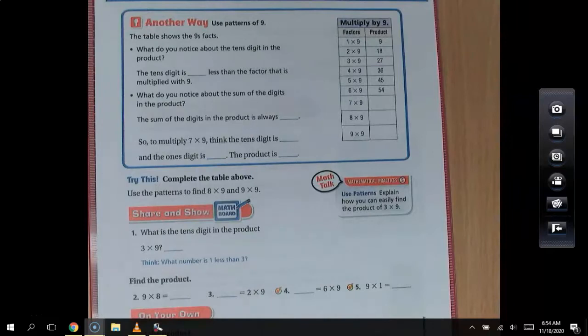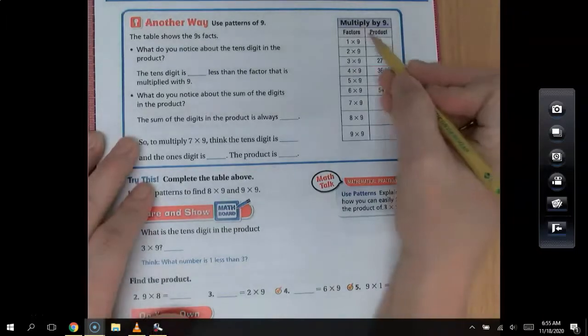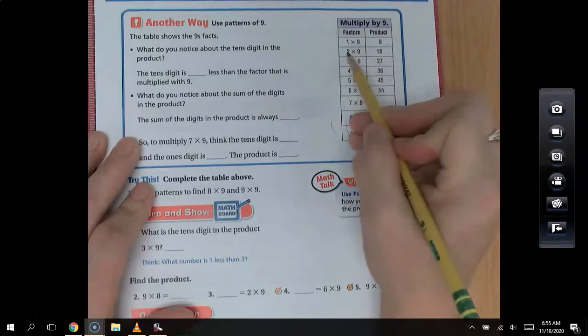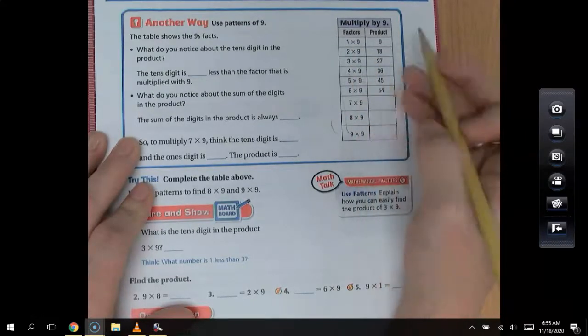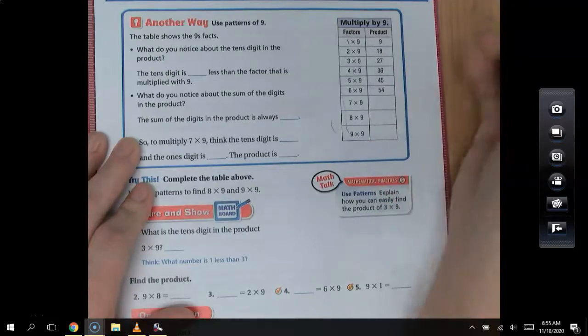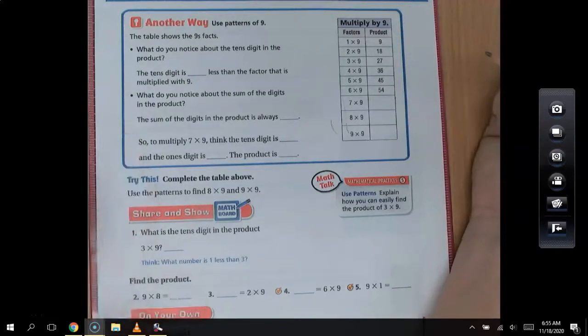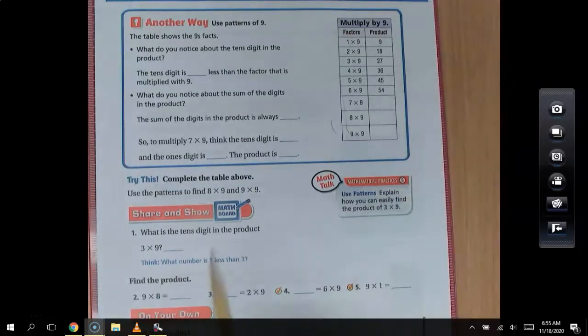So here's another way. 9 actually has patterns, okay? When we think of products of 9, if you line them up correctly, they have a pattern. So if you look at the table, we have some 9s facts over here. What they did is they started with 1 times 9, 2 times 9, 3 times 9, 4 times 9, and they continued, okay? Now they found us the product for some of them. So I need to fill in these products. But first, let's look at what they have to say.